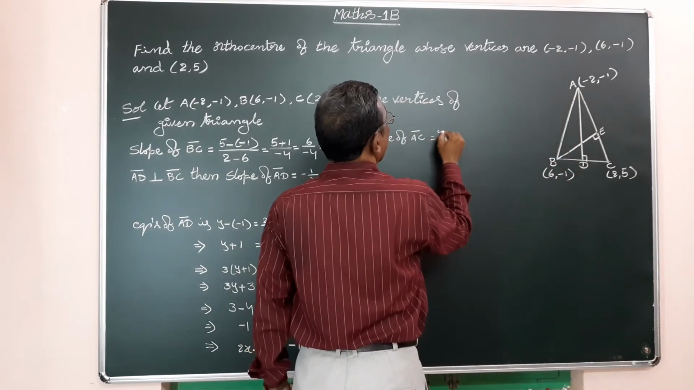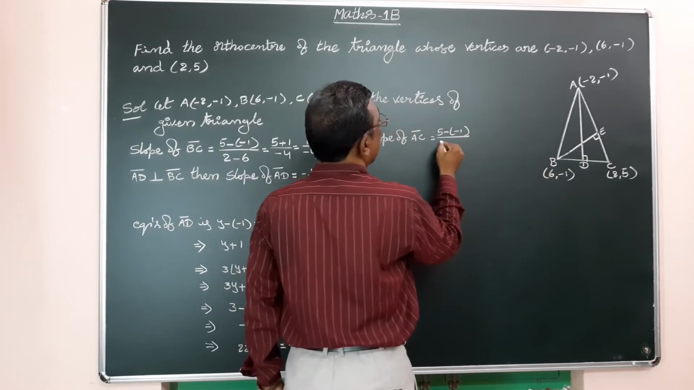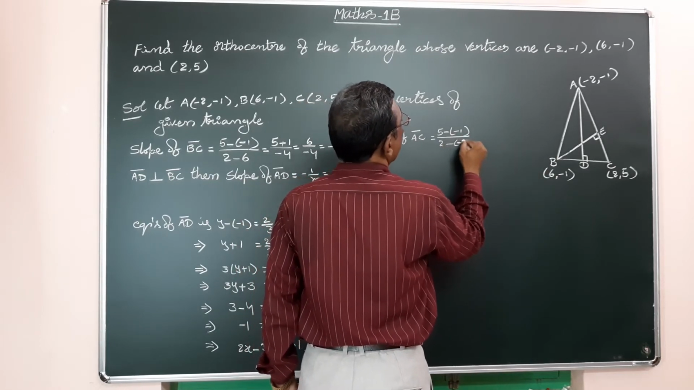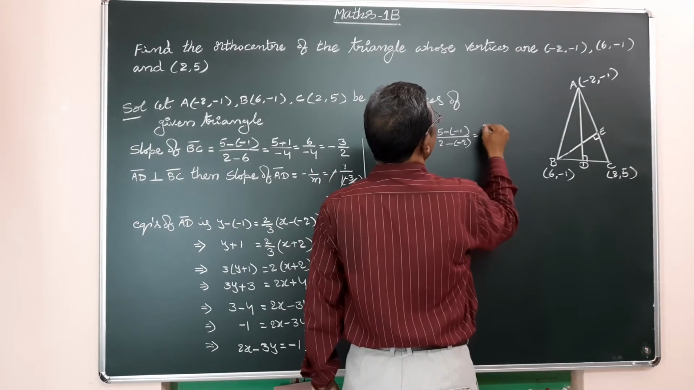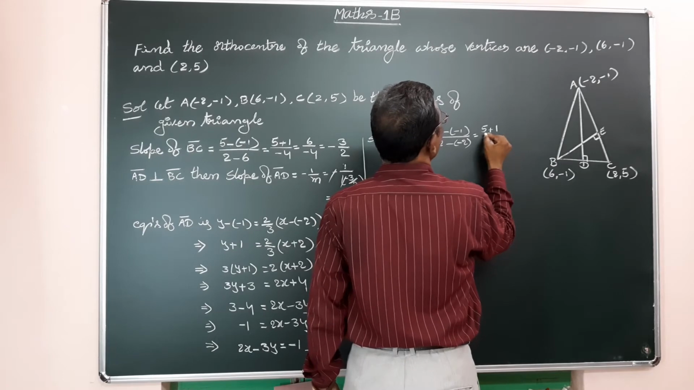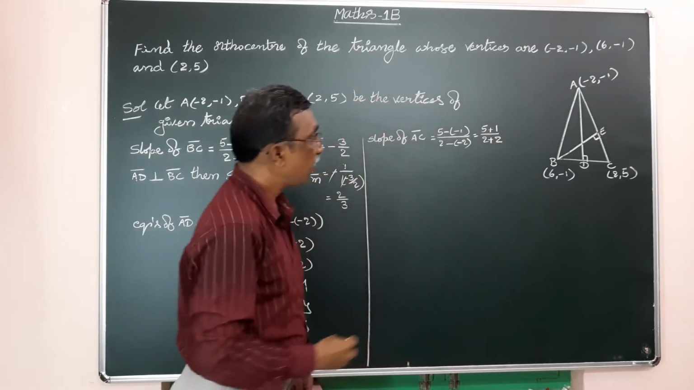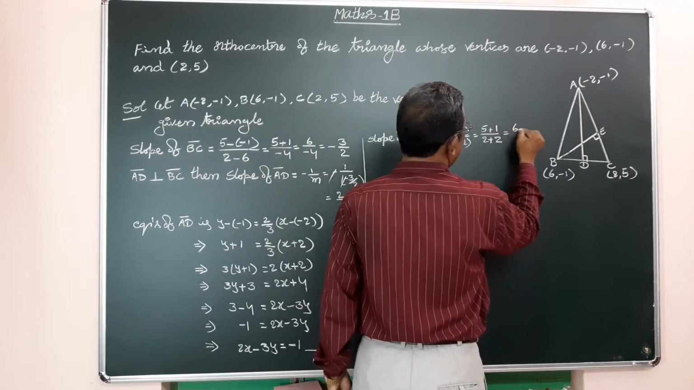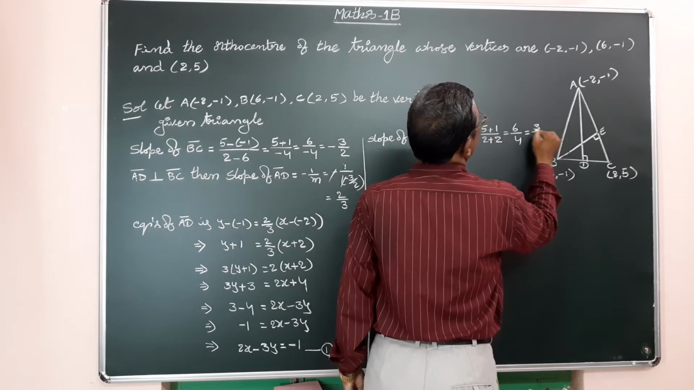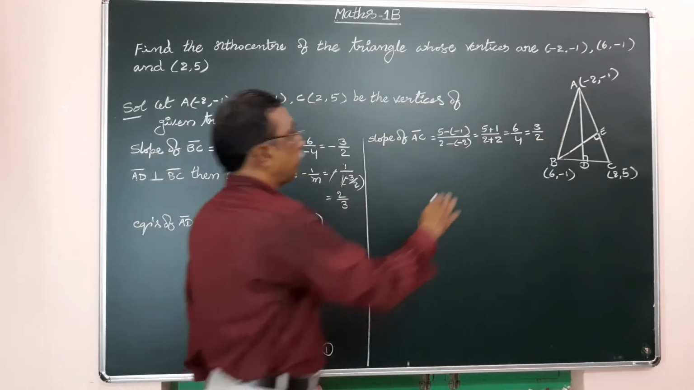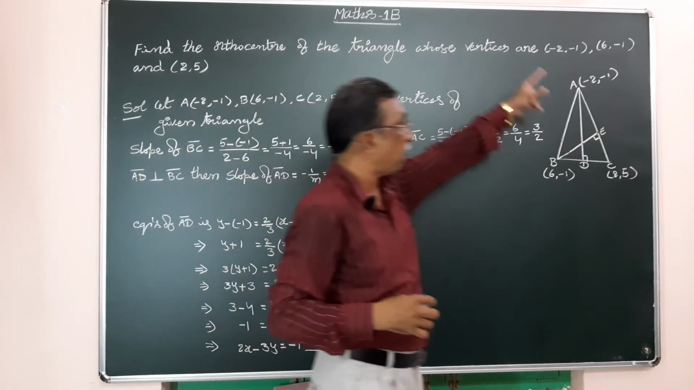y2 minus y1 is 5 minus of y1, minus 1, by x2 minus x1, 2 minus of minus 2. That equals 5 minus into minus plus 1 by 2 minus into minus plus 2. 5 plus 1, 6 by 4. 2 is cancelled, 3 2s, 2 2s. 3 by 2. This is the slope of AC bar.